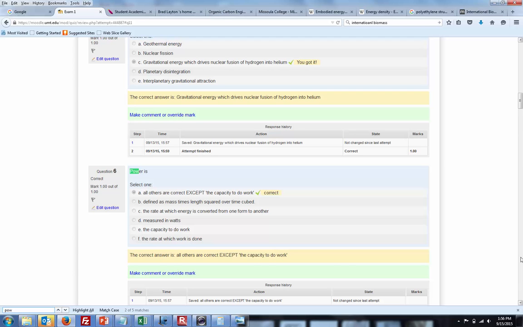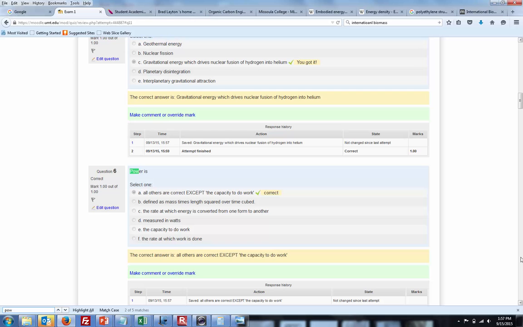All right. Well, I'm just going to skip right to the chase. The capacity to do work is energy. That's what energy is. And as we know, energy and power are not the same thing. I was just confused because the definition of power is the rate of doing work. Let me read through this one more time, make sure it's not too confusing.